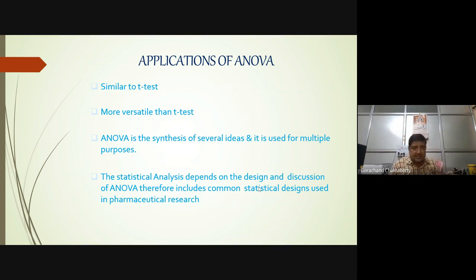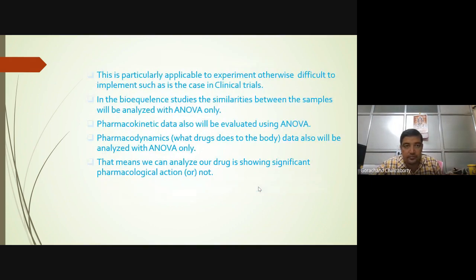Now, application of ANOVA. The application of ANOVA is a little bit similar to the t-test. We know the use of the t-test, so it is applicable similarly, but with more versatility than the t-test. ANOVA is the synthesis of several ideas, and it is used for multiple purposes. The statistical analysis depends on the design, and the discussion of ANOVA therefore includes common statistical designs used in pharmaceutical research. This is particularly applicable to experiments otherwise difficult to implement, such as in clinical trials.